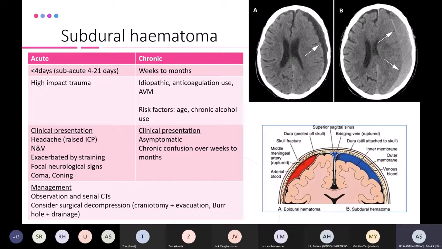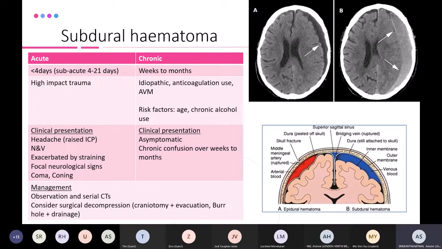Other risk factors include age, maybe had a bit of a fall, but it wasn't really a high impact fall. Chronic alcohol use as well is another one. So you might see questions where they have someone who is a very heavy drinker ends up with a subdural, for example. And quite a few of them can be idiopathic too.